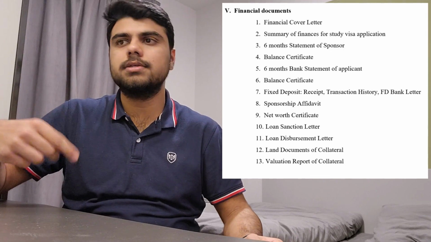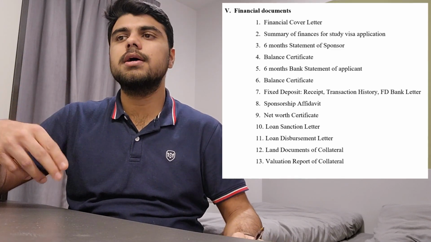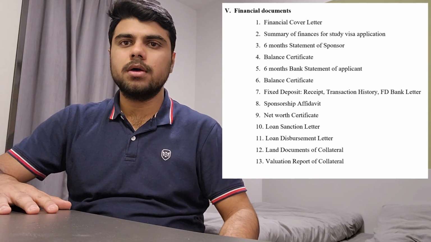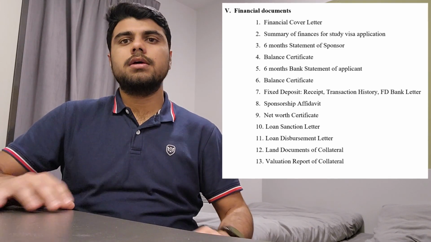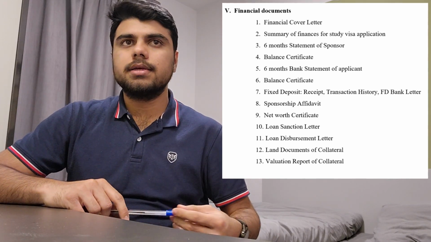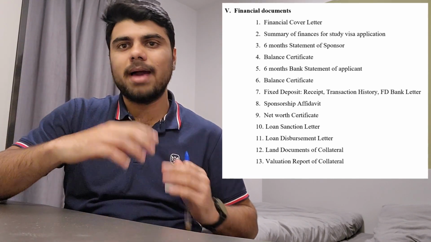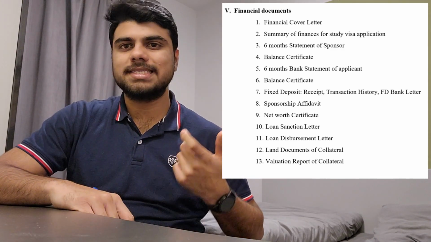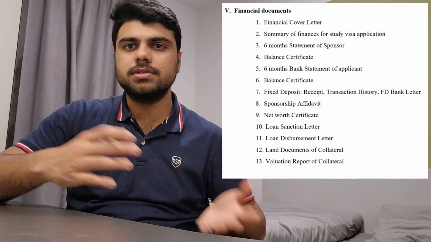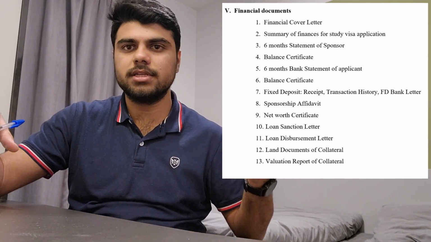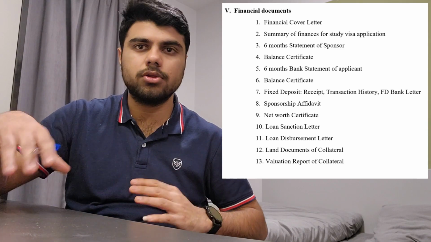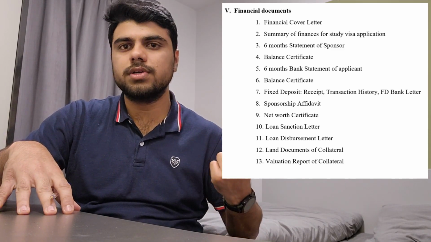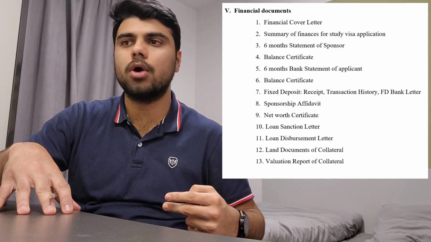So financial cover letter, and then comes the summary of finances form, and then the 6 months bank statement of the sponsor, and balance certificate. In this particular document, the bank will declare that in the bank account of this particular person there is X amount on that particular date, which is equal to Y euros. So the X in INR and Y amount in euros will be provided by the bank. So 6 months bank statement of the sponsor and also balance certificate of that particular account.